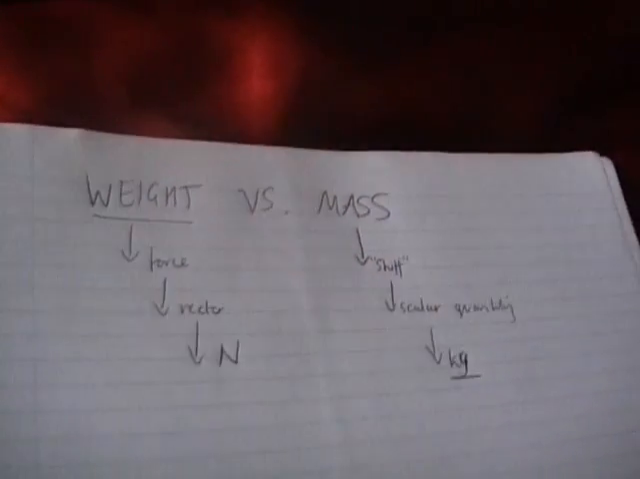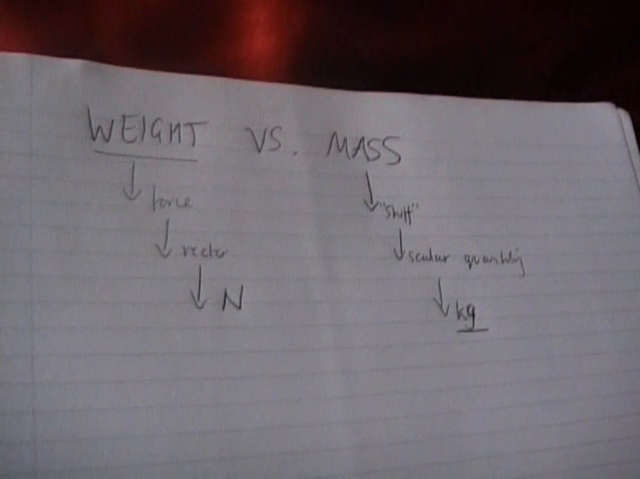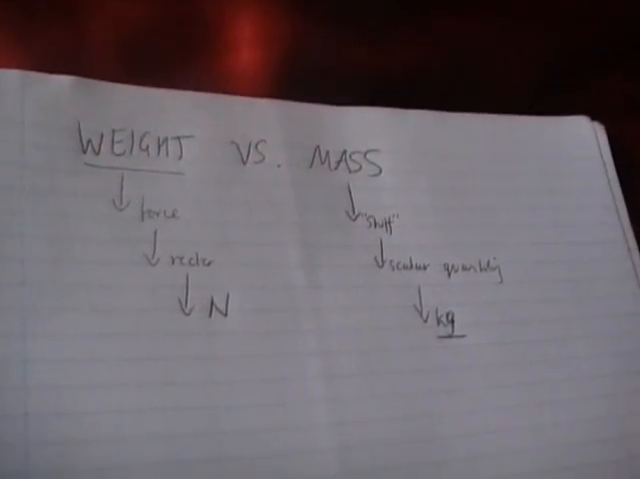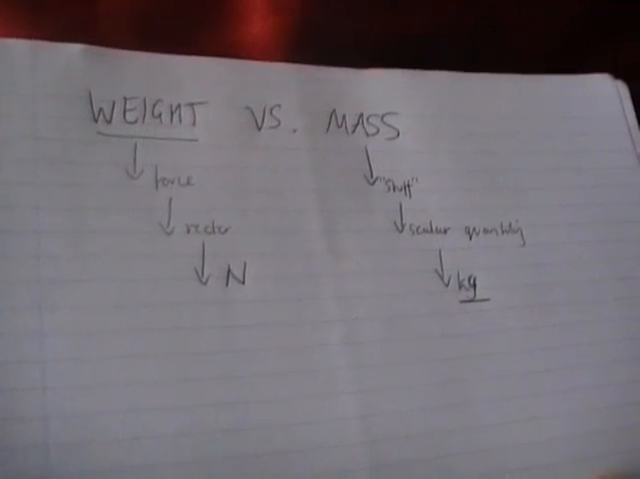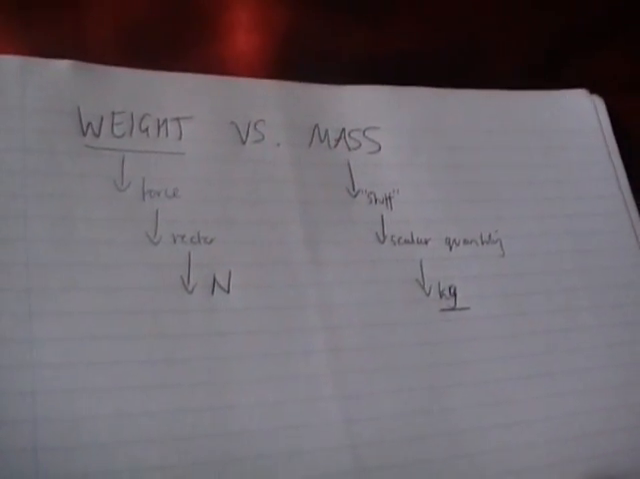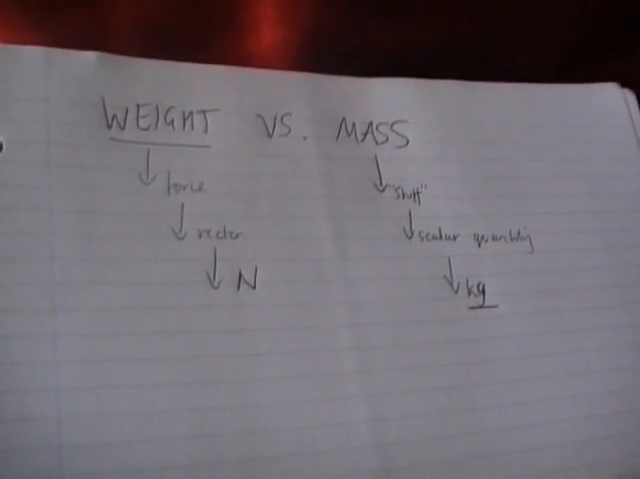And I can weigh a different amount depending on where I am. On Earth, I will weigh a lot more than I would if I was, say, on the moon. But it wouldn't actually make me any skinnier. And this is because the Earth and the moon have different gravitational field strengths.